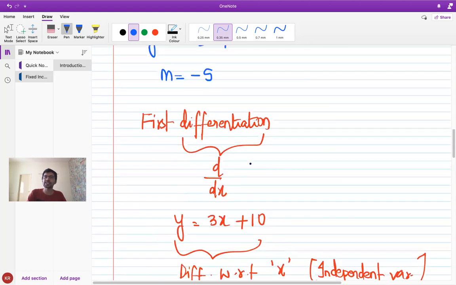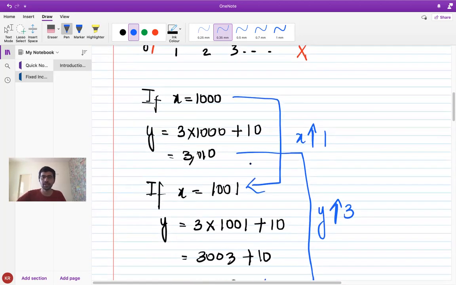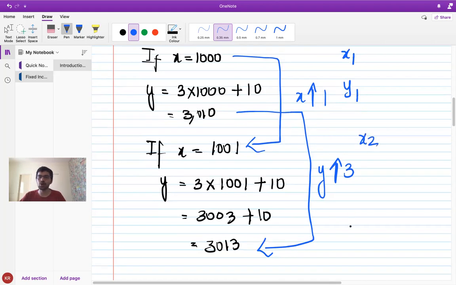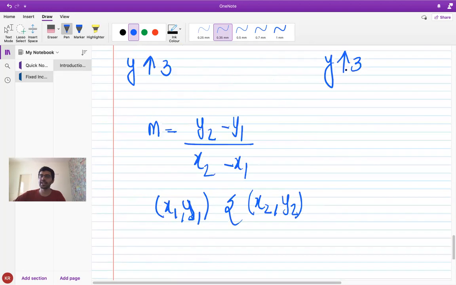Now over here, if you actually see, this is x1, and we got a y1 answer of 3010, and this is nothing but x2, and we got a y2 answer of 3013. If you do y2 minus y1 divided by x2 minus x1, you will get the value of slope.